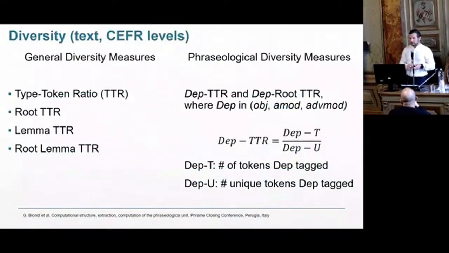For the diversity part, we consider general diversity measures, the TTR and its variations. And we also developed some specific phraseological diversity measures, still based on the type token ratio, but where the terms in the fraction are the words tagged in a text as dependent under a specific dependency link, so object, adverbial modifier, or adjectival modifier, thus developing six new phraseological diversity measures specific for each text.